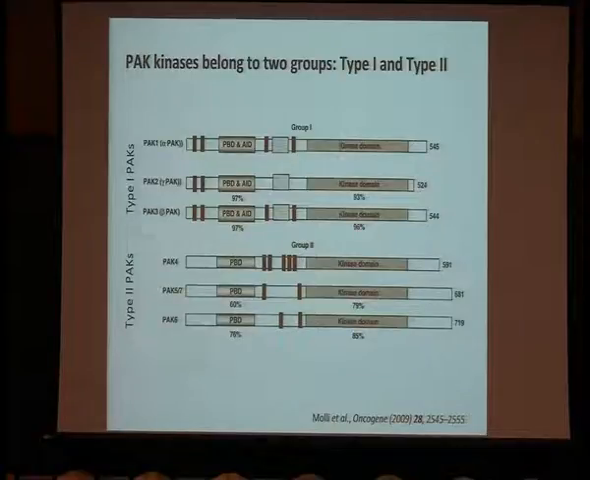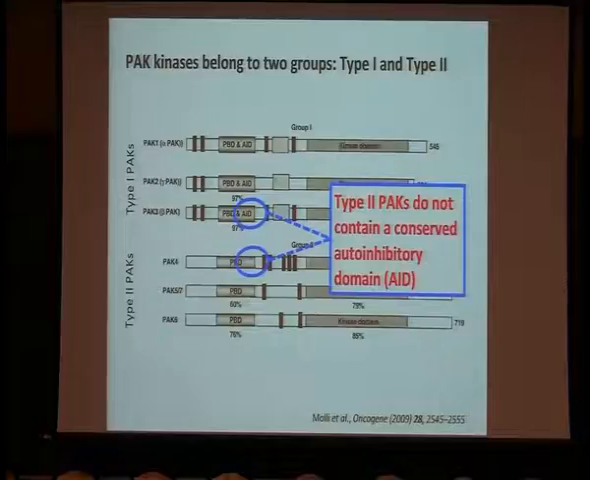The domain organization of these proteins is that there's an N-terminal region that includes a P21 binding domain or CRIB domain, a region that binds to GTPase, and a C-terminal kinase domain. For the type 1 PAKs, there's also an autoinhibitory domain. The big question that we've been trying to address in my lab is, how are the type 2 PAKs regulated? Because these don't include an autoinhibitory domain.